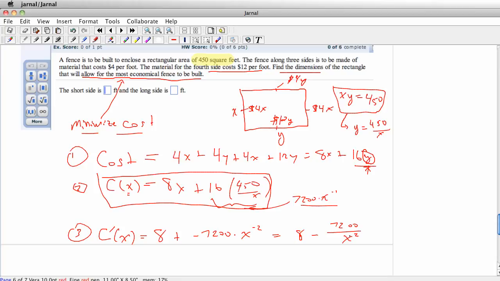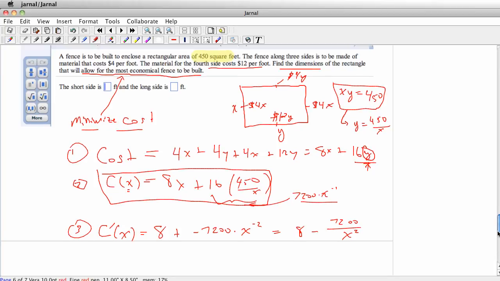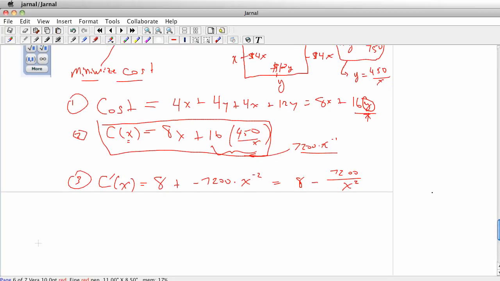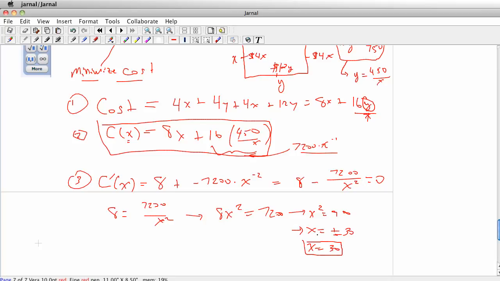So instead of having the negative exponent, we'd rather that look like a fraction if we have to do algebra with it. So remember, the idea for critical values is to find that derivative, set it equal to 0, and solve for x. So if I do that, I'll get 8 is 7,200 over x squared. Multiplying through by x squared, or if you like thinking about cross multiplying, we'd have 8x squared equals 7,200, which means that x squared is 900, which means that x is plus or minus 30. Now notice that it doesn't make sense to have minus 30 for x because x actually represents the length of a piece of fence. So the only value that actually makes sense here is x equals 30. And so that's the only critical value that we have.